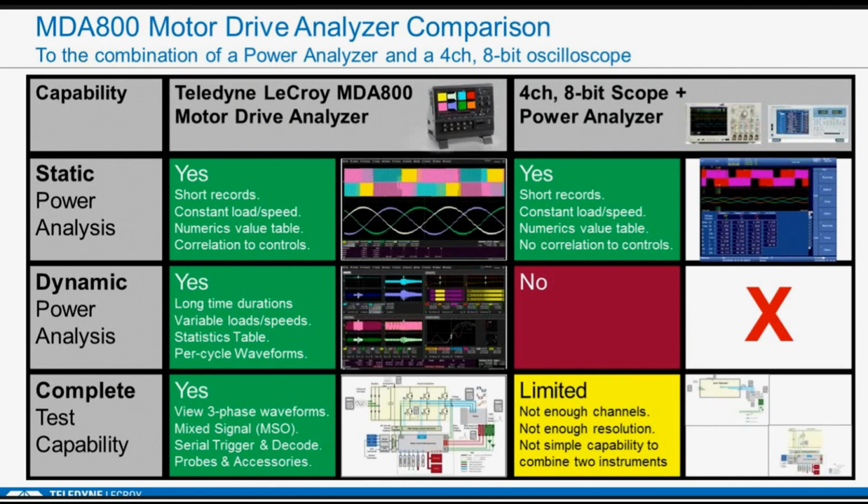If we look at how that compares, this is just to compare. Typically, people tell me, hey, I have a 4-channel scope already, and I have a power analyzer. What's really different about what you do? And the difference is that by putting all this together, we can get the dynamic power analysis capability. And we also provide better complete test capability by having so many more channels. And we'll talk about that in a little bit.